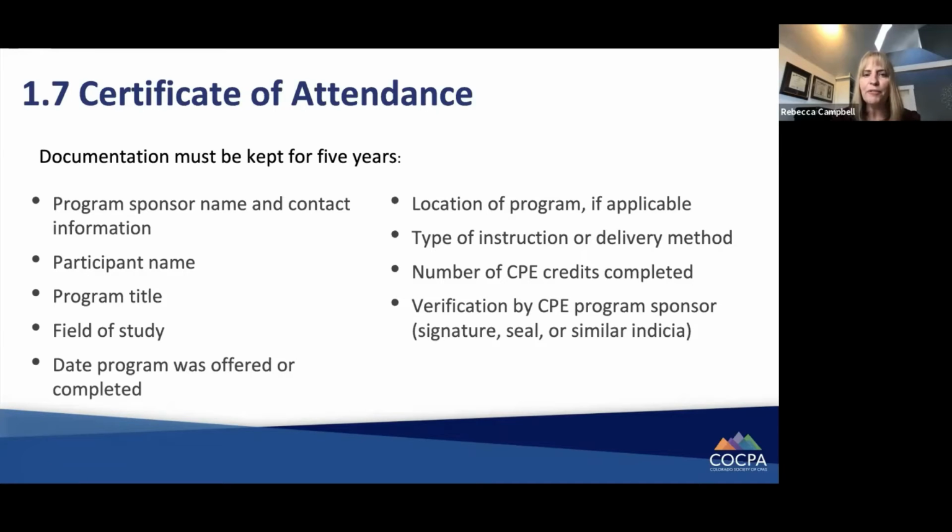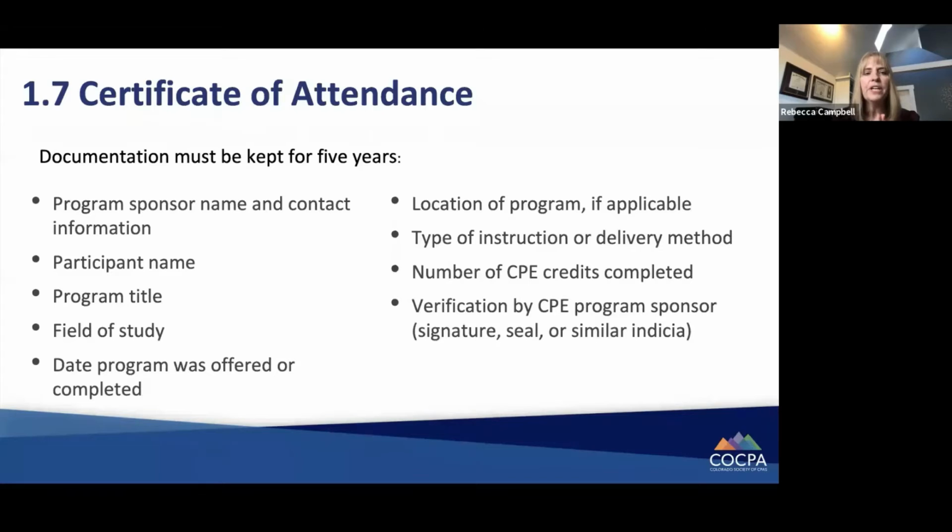All right, this was a question I think Tammy asked me earlier. Documentation, you have to keep it for 5 years. So I hope she's on and listening. This is a really important slide that I want to draw some attention to. Your certificate of attendance has to have these items: the sponsor name and contact, your name, the program title, field of study, date it was offered, location if applicable, we're all online now, type of instruction or delivery method. So today it would be webcast, number of CPE hours completed, and verification of CPE sponsors.